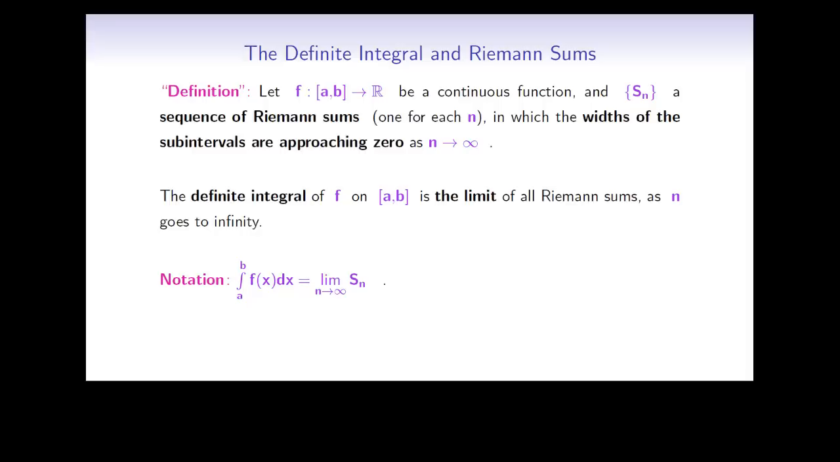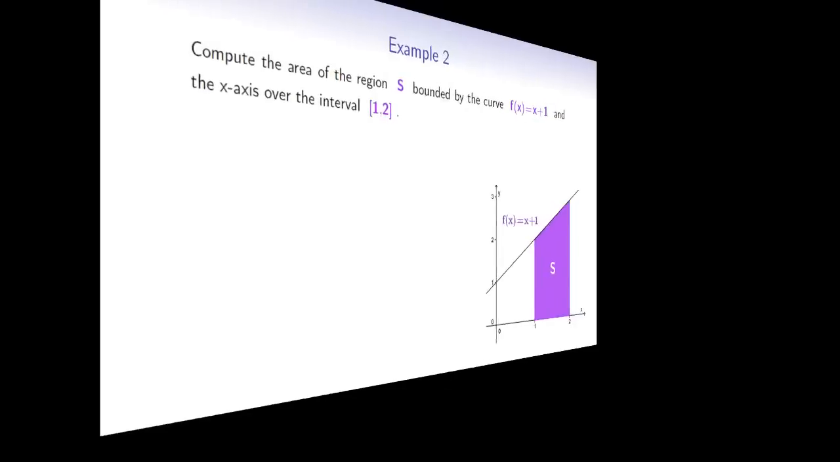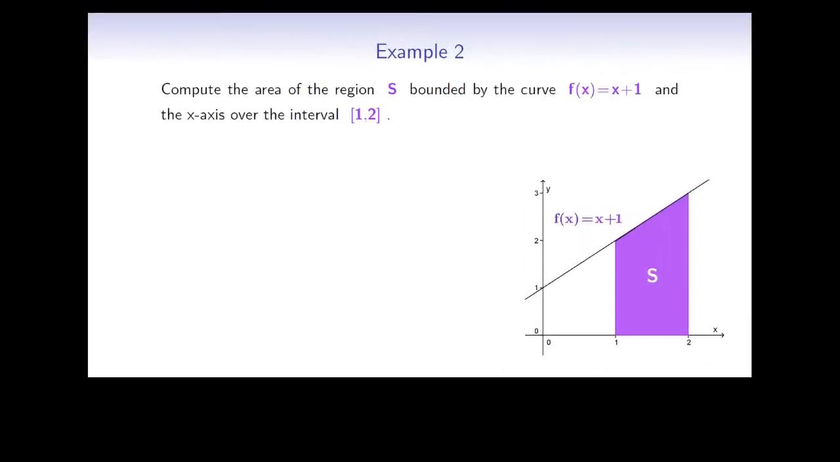Now let's have a look at an example of how to compute a definite integral. Compute the area of the region S bounded by the curve f of x equals x plus 1 and the x-axis over the interval 1 to 2. In other words, we need to find the definite integral of x plus 1 over the interval 1 to 2.